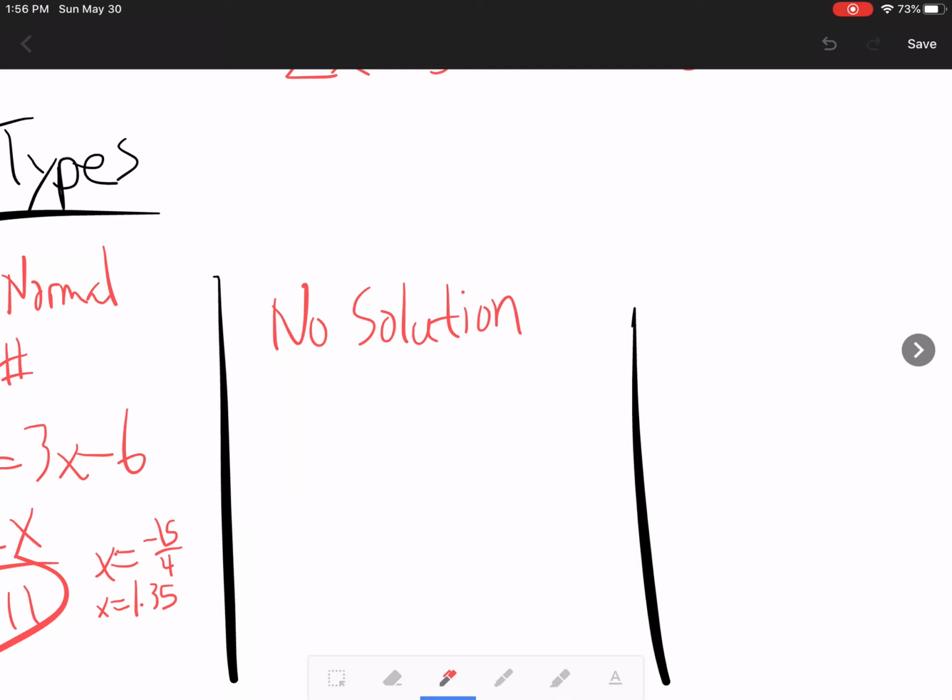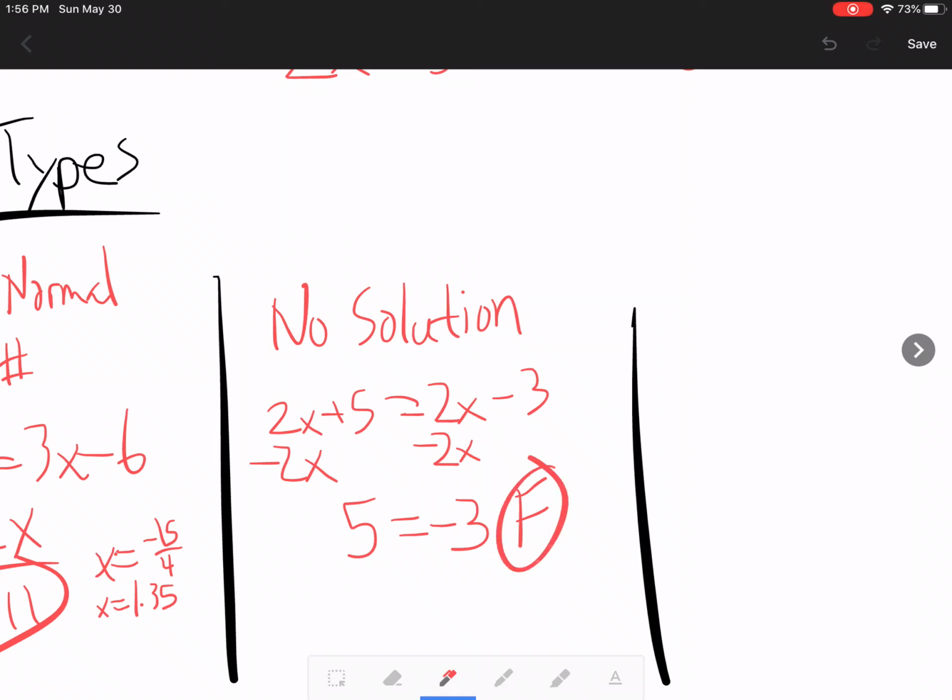All right? Let's take a look at this equation: 2x plus 5 is equal to 2x minus 3. If we were to go about solving this, we would subtract 2x from both sides, and we're left with 5 equals negative 3. This is an incorrect statement. It is false. It does not make sense. If that is the case, you have no solution. So our answer would simply be no solution.